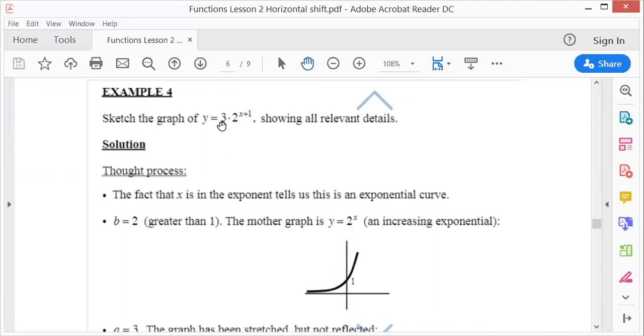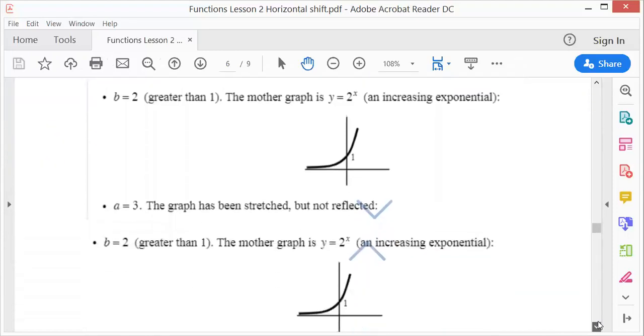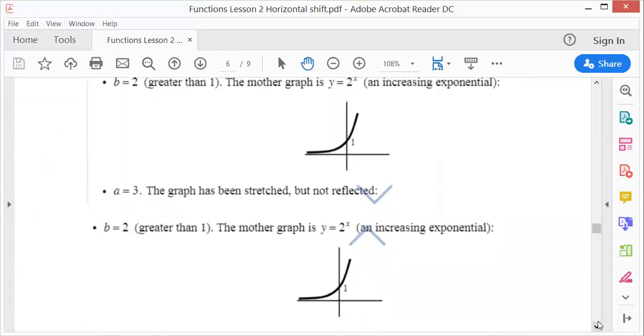We're going to discuss the 3 just now, and we're going to discuss that 1 just now. So the fact that x is in the exponent tells us that this is an exponential curve. b is equal to 2, so it's greater than 1. The number 2 is your so-called b, which is greater than 1. So the mother graph is 2 to the power x. That's the mother graph. It goes through 1. We call it an increasing exponential graph. So a is 3, so the graph must be stretched but not reflected.